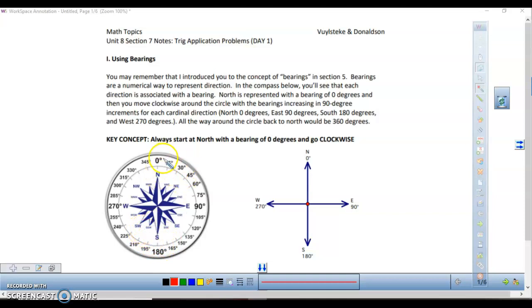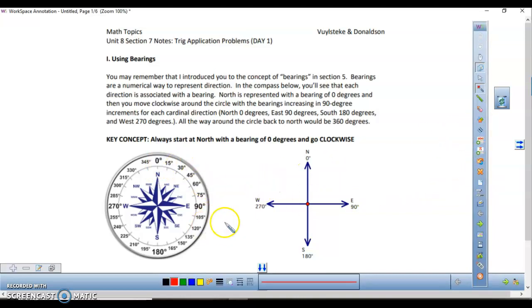Essentially, north is 0 degrees, east is 90, south is 180, west is 270, and if you come all the way back around to north, you would get to 360 degrees, but on a compass, you would just start back over at 0 for north. The important thing to understand is that you always start at north being 0, and then you work your way clockwise around the compass.